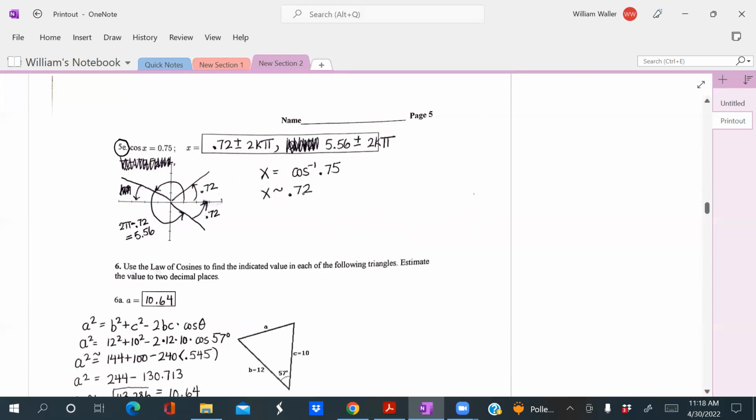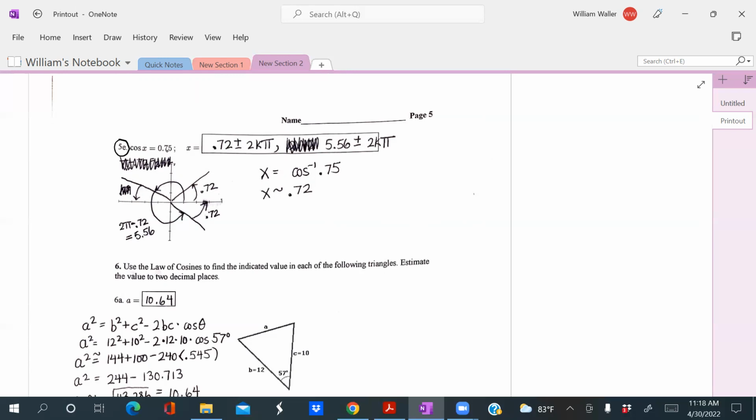I have used the calculator in radian mode, so I got 0.72 on the calculator. So there is one of my basic solutions to my equation, right? 0.72, which happens to be in the first quadrant. Here's a picture of 0.72. So you just take the 0.72, add on or subtract off multiples of 2 pi, right? And that gives you one list of solutions to the equation. That seems all very easy.